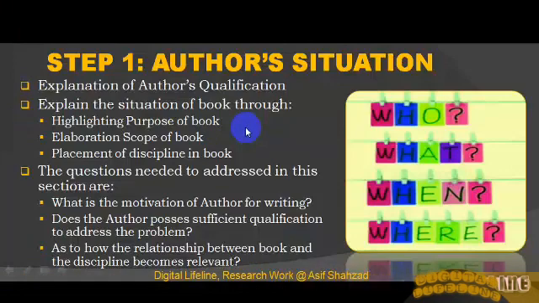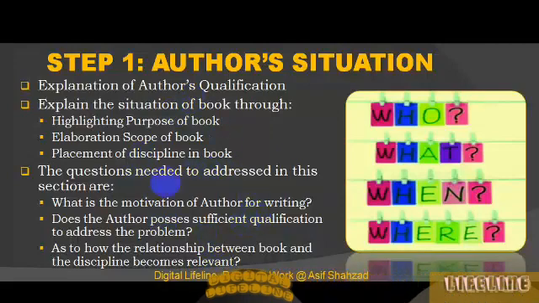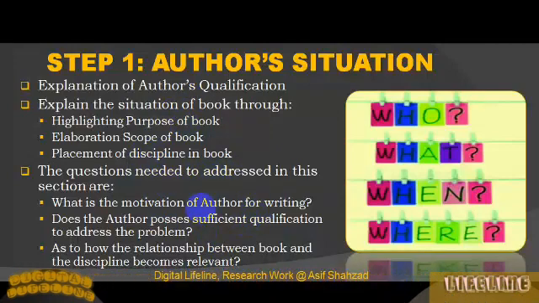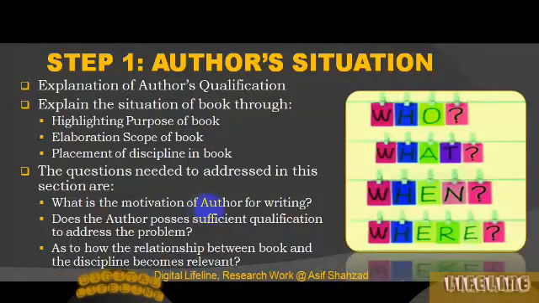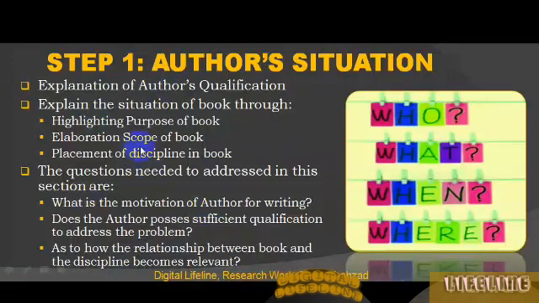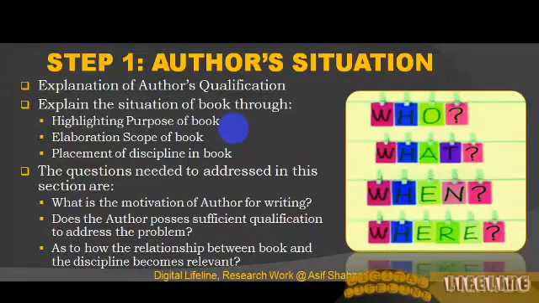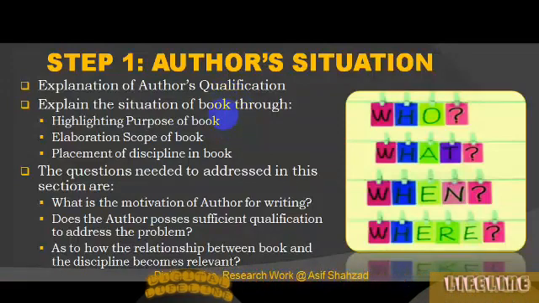First of all, you need to highlight the purpose of the book, then elaborate the scope of the book, and then you have to tell in your review what the placement of that book is in that discipline. So, highlighting the purpose of the book: why has this book been written by the author? Was he going to introduce a new theory? Was he going to give you some information? Was he going to discuss any scientific invention?